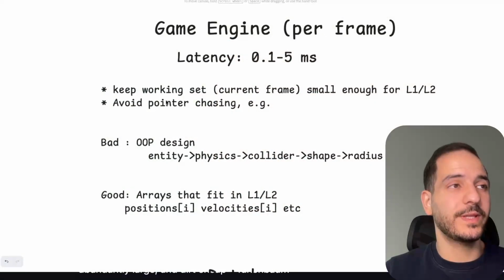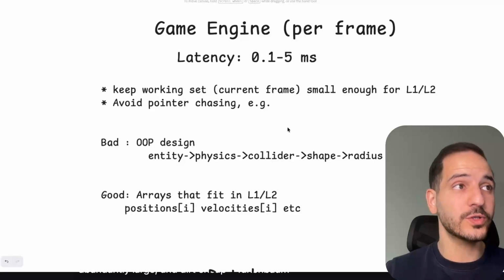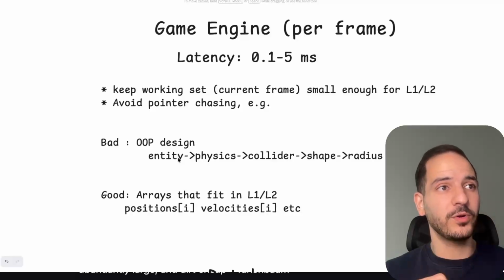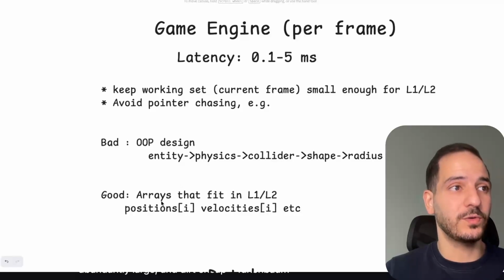If we tie this back to the game engine example, in which performance is critical, this means that we need to keep the current working set small enough to fit in L1 and L2 and to avoid cache misses. Also, we need to avoid pointer chasing. So instead of having an object-oriented design in which you'd have a chain of pointers, it's best to use arrays that fit in L1 and L2.